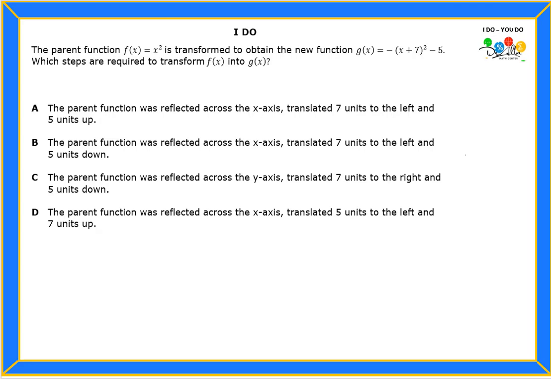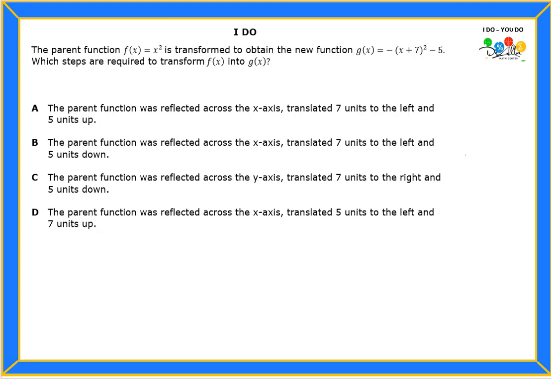It says, the parent function f of x equals x squared is transformed to obtain the new function g of x equals negative (x plus 7) squared minus 5. Which steps are required to transform f of x into g of x?